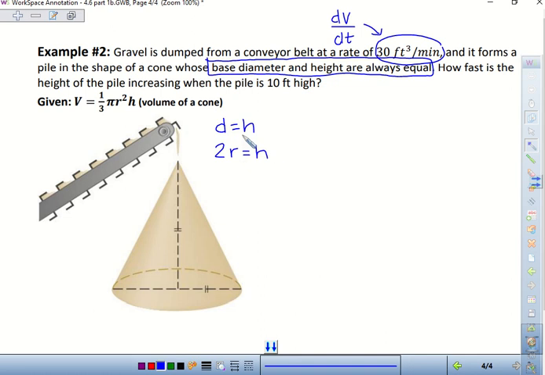Now, before we get into anything else, we have to think about what the question's asking for, because we're going to plug in to only end up with one variable. We just need to figure out which variable we should plug in for. So, how fast is the height of the pile increasing? Is that asking for the rate of the height or the rate of the radius? The rate of the height.